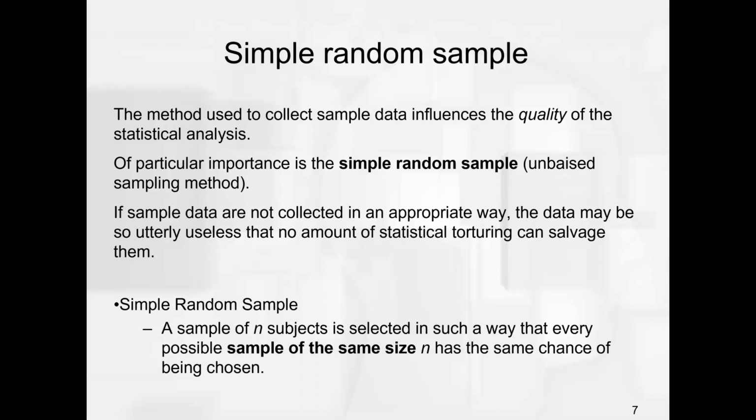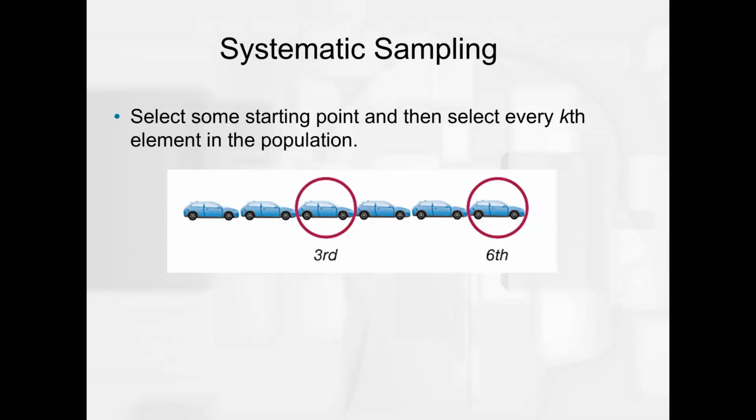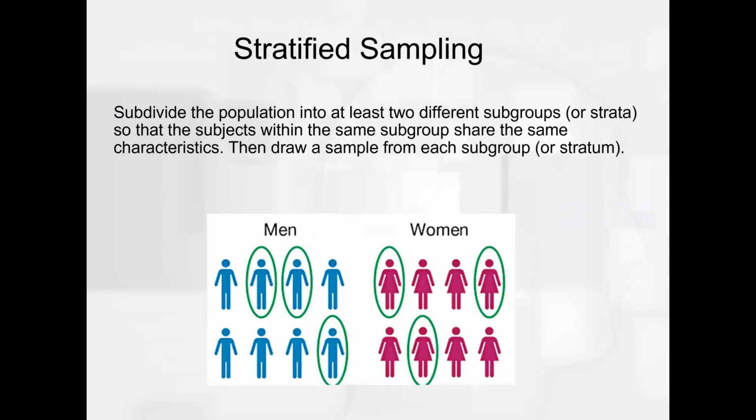A simple random sample is identified when a sample of n subjects is selected in such a way that every possible sample of the same size n has the same chance of being chosen. Systematic sampling is collected when we start at some point and then select every kth element in the population. Stratified sampling is collected by subdividing the population into at least 2 different subgroups, or strata, so that the subjects within the same subgroup share the same characteristic. Then draw a sample from each subgroup or stratum.